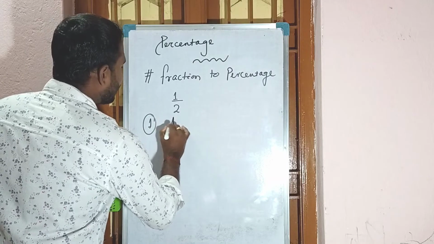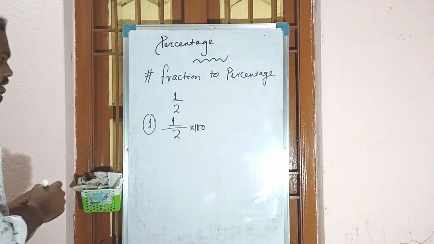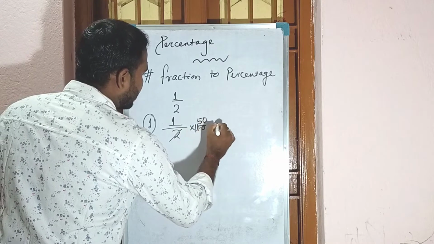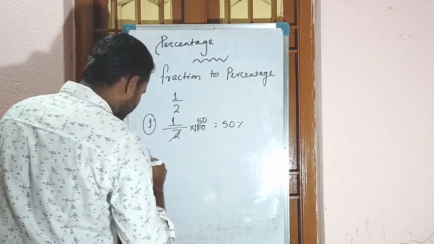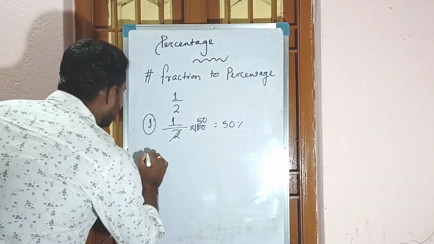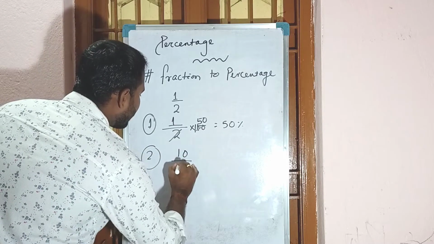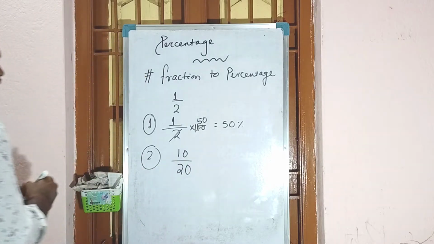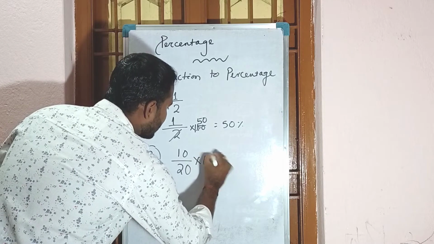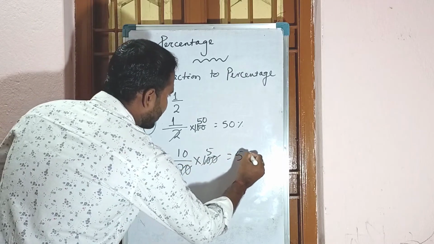You multiply 100 with the given fraction. Now if I reduce it, it will become 50. Then it is 50 percent. This is how you can find the percentage of a given fraction. Let's take another example. Suppose 10 by 20. It is the same process: I'll multiply it with 100. So again it is 50%.